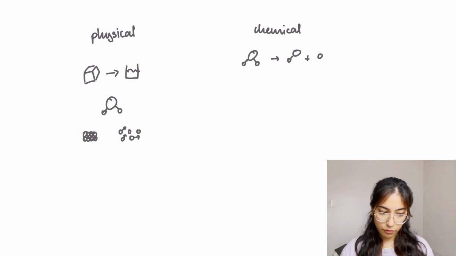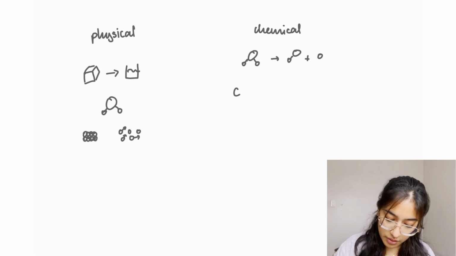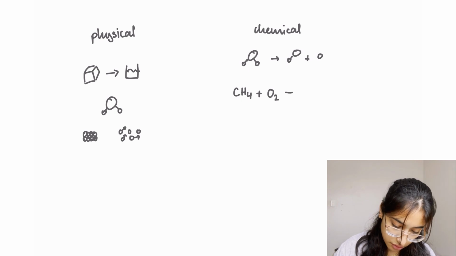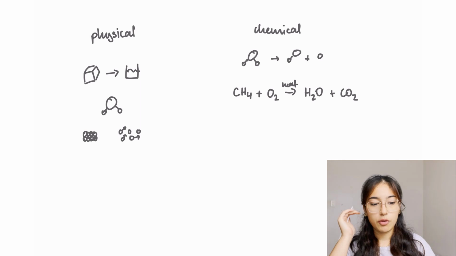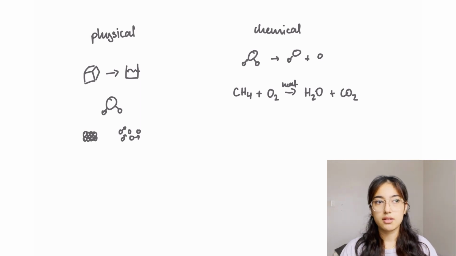For example, in combustion, you have a hydrocarbon, which would be like CH4, and oxygen, which would be O2, react to form water and carbon dioxide when you heat them up. Combustion is basically just the name for when we set things on fire. So that's what happens when you have a candle, for example.